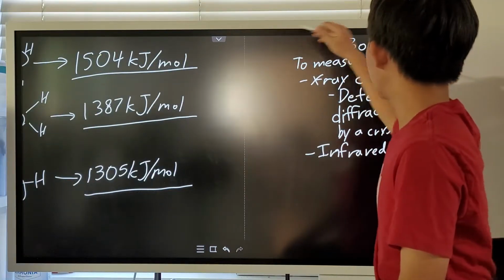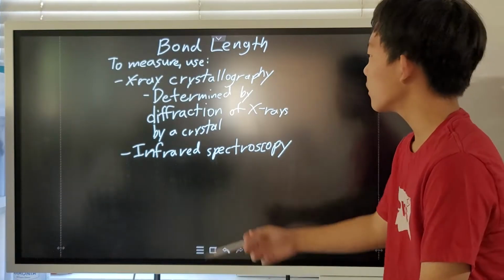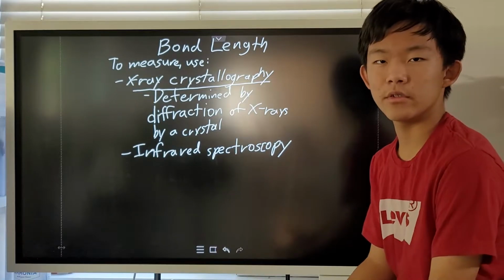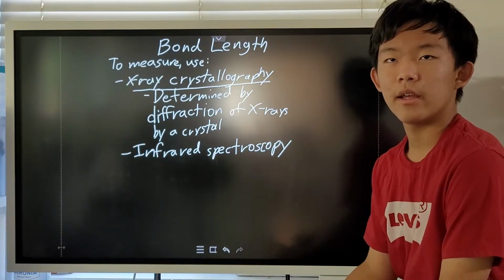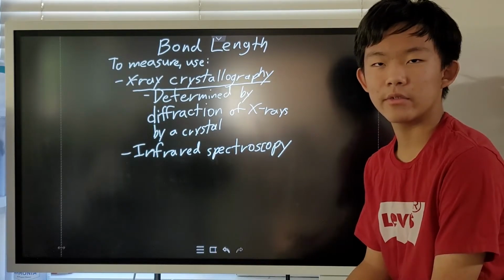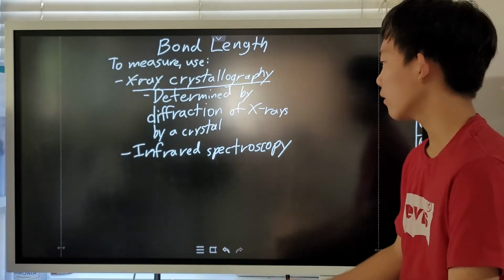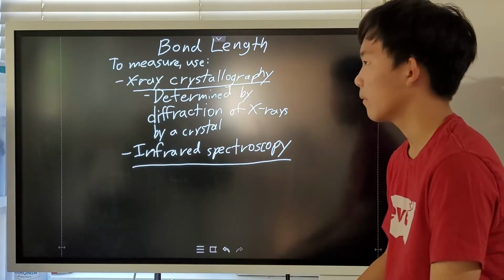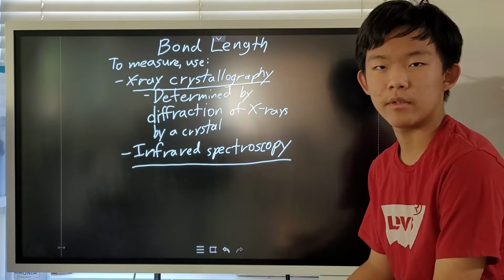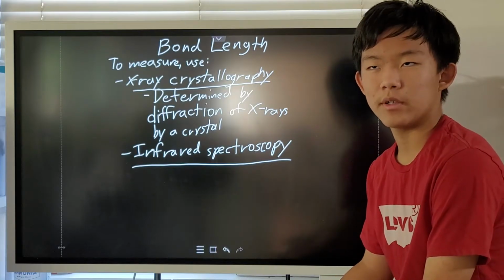Now let's get into bond length. We have 2 major ways to measure bond length. The first one is to use something called X-ray crystallography. All we have to do is get a crystal of the substance and then shoot X-rays through it. The idea is that we measure the diffraction of X-rays by a single crystal, and then we measure the bond length. Another way is infrared spectroscopy. This is because the vibrations of the molecules are measured in the infrared spectrum. So if we use the infrared spectrum to observe these molecules, we can observe the bond length.